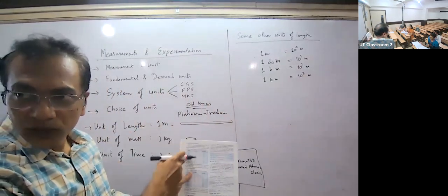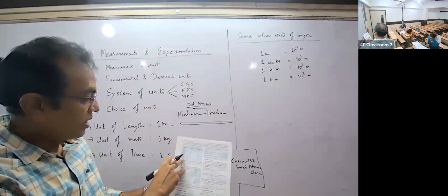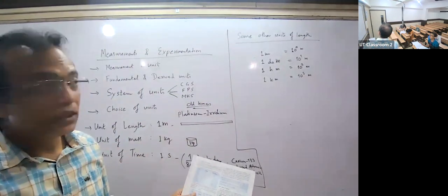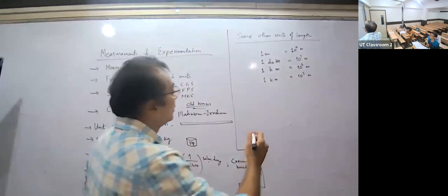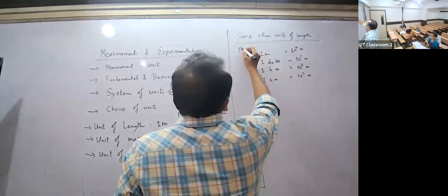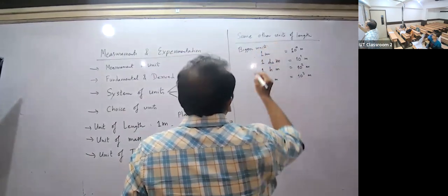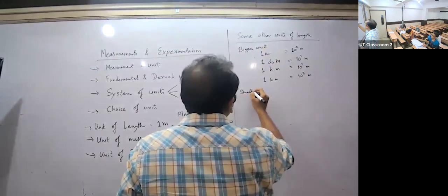You have so many other things, right? The last one is yotta. Yotta is 10 raised to 24 meter. These are bigger units. Then smaller units.